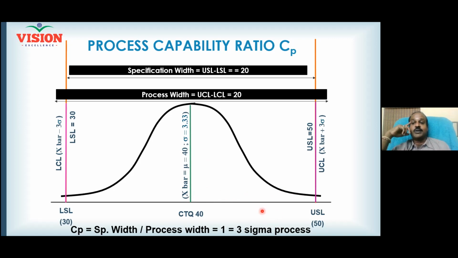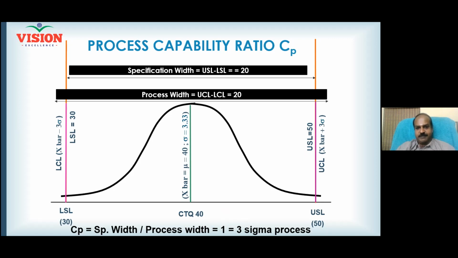All of you understand how the sigma level is arrived at? How about others? All of you understand the relationship between CP and sigma level? CP equal to 1 and sigma level equal to 3. How did I get it? Multiply the CP value by 3 to get the sigma level. All of you understand? Yes, sir.